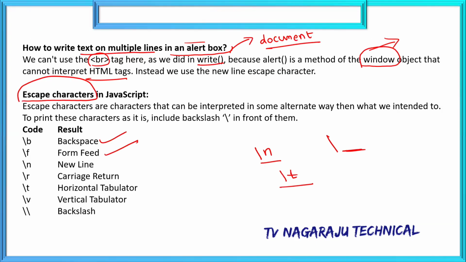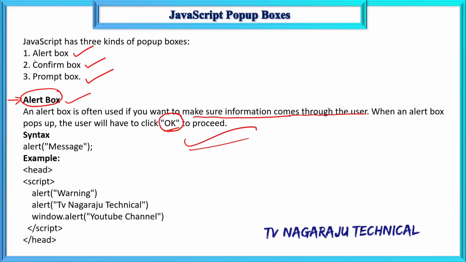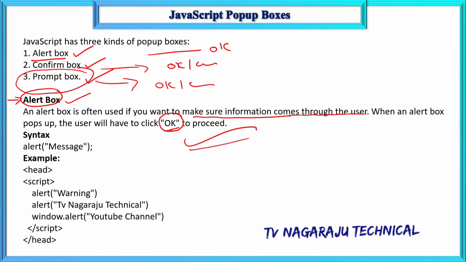Now clear? What we discussed, three types of boxes. Alert simply displays an OK message. Confirm, OK or cancel. Prompt also OK or cancel. This is used for reading input from the user before entering into the web page. This is the concept of pop-up boxes.